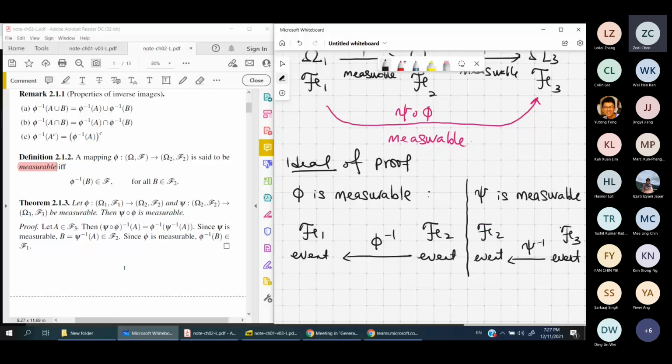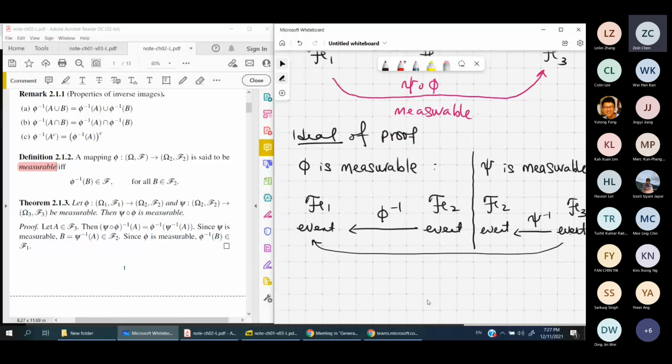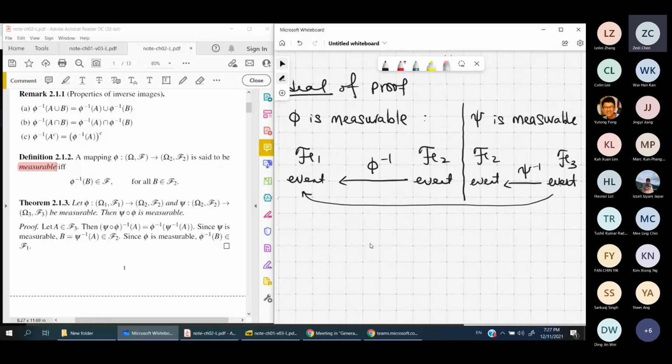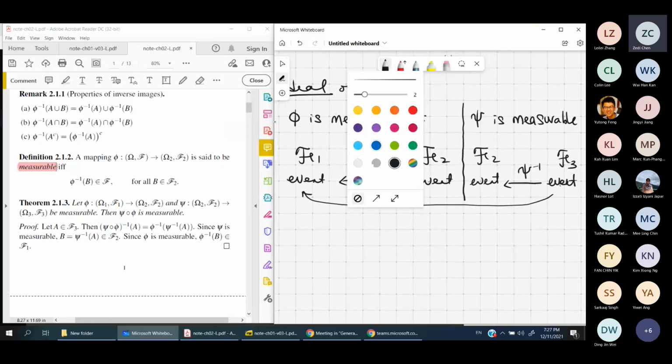Now you just imagine it. You take any event here and it will come to an event here, and it will go back to another event here. So you go through this process and you will reach here. You can stop in the middle and then directly come to this part. So this is the idea for the proof. To write out the proof, that's the way to write it out.